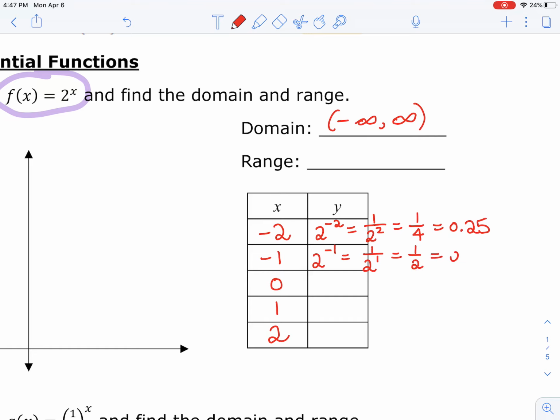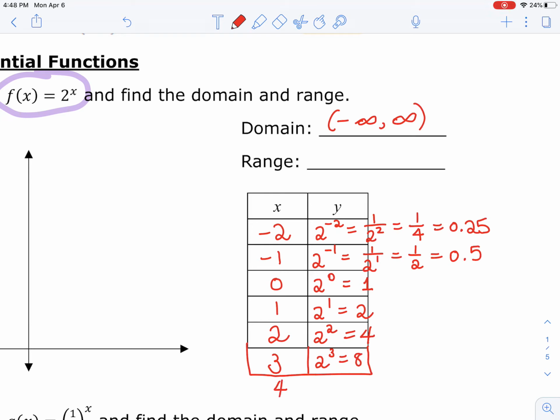All right, next one. 2 raised to the negative first power. What's that going to be? 1 over 2 to the first power, and that's simply 1/2. So I'll plot 0.5 on my graph, okay? Next one, 2 to the 0 power. What's that going to be? Anything to the 0 power is 1, okay? 2 to the first power is 2. And 2 squared is going to be 4.